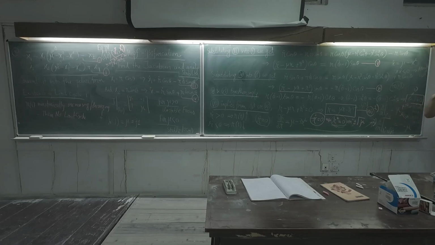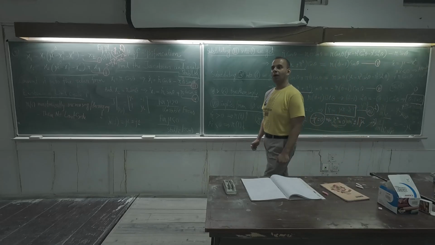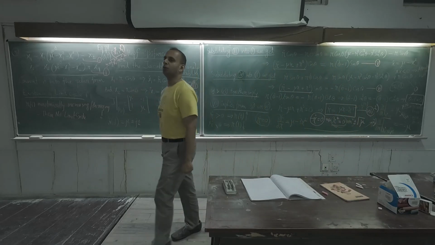But we need to check the pattern of R(t). Why? Because if it is continuously increasing, there cannot be any limit cycle. If it is continuously decreasing, there also it cannot be any limit cycle. So if it increases, decreases, increases, then there is a chance that at some point R dot will become equal to 0 and that condition will continue.